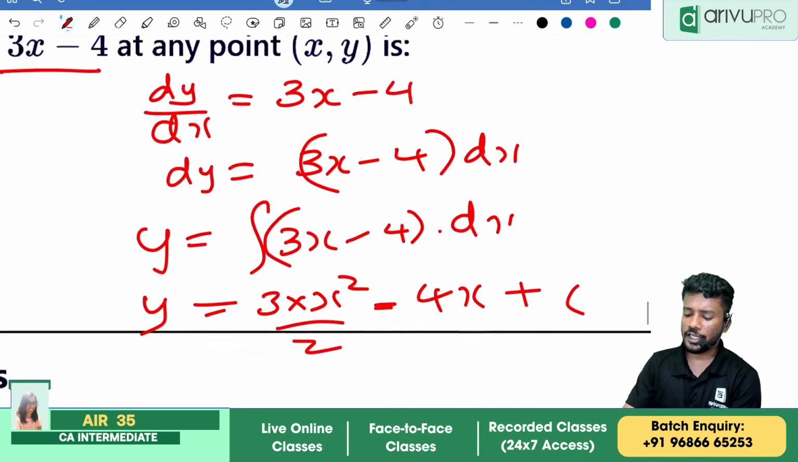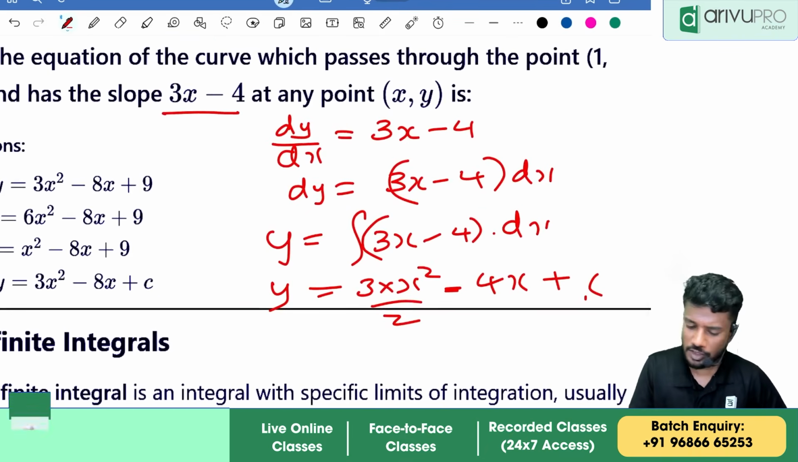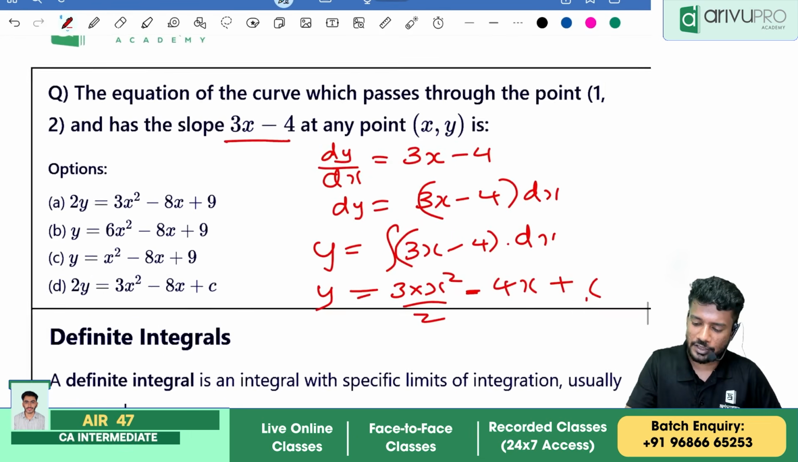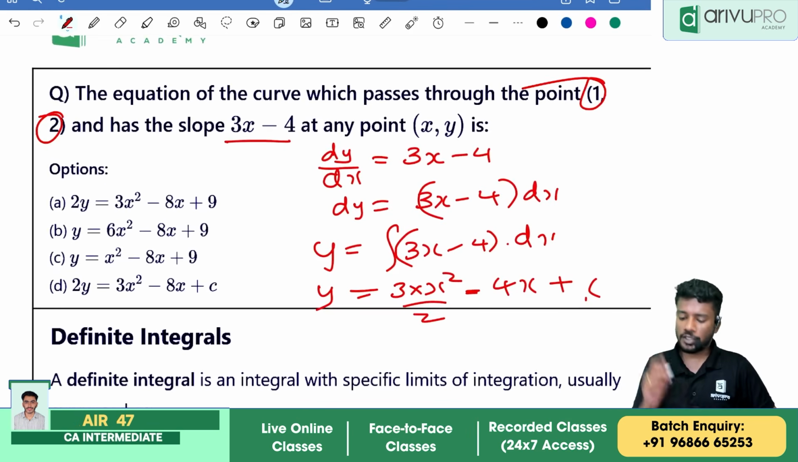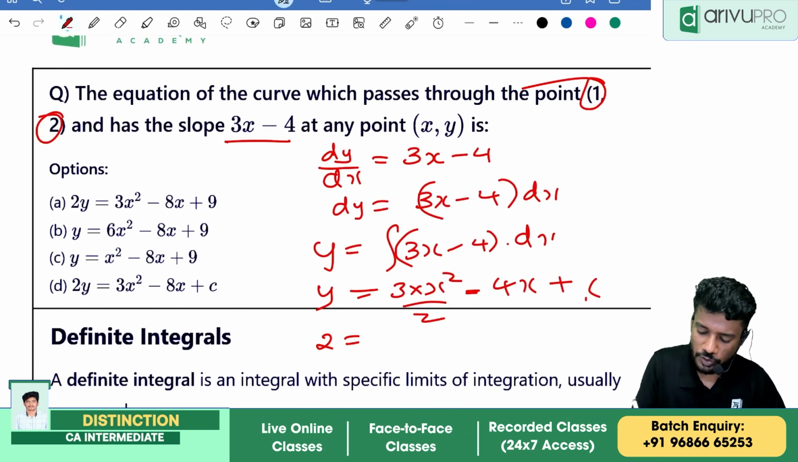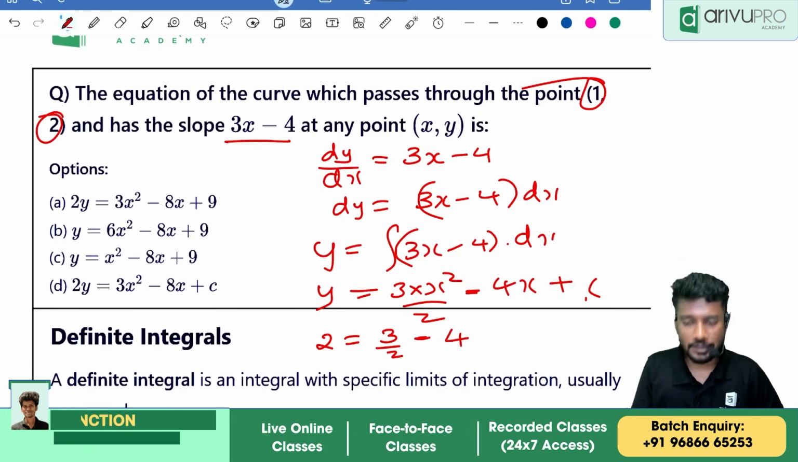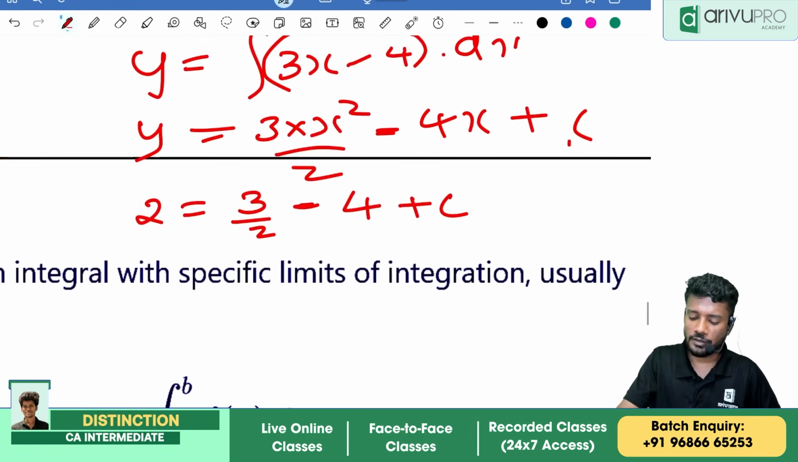But we need to find the value of the constant. Then only we will get the final answer. Otherwise, we are not doing it right. How to find the final answer? Instead of y, you will put 2. Instead of x, you will put what? 1. Instead of y, you put 2. That means 2 is equal to, instead of x, you are putting 1, that is 3 by 2 minus 4 plus c. How much is the answer for c?